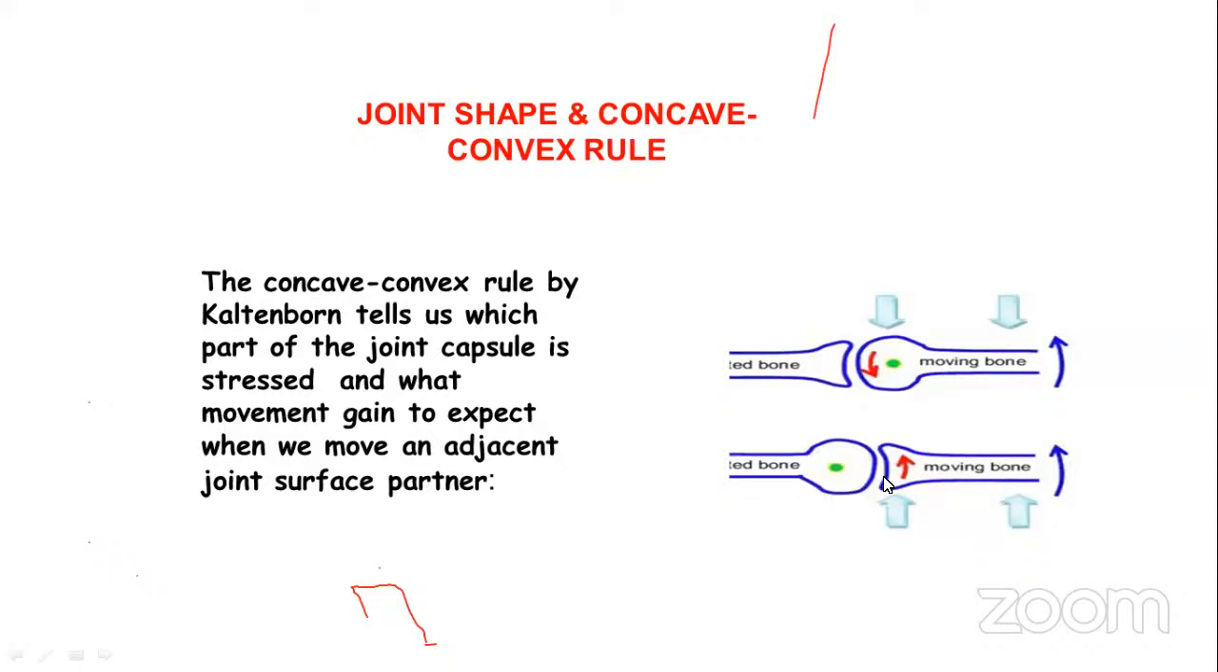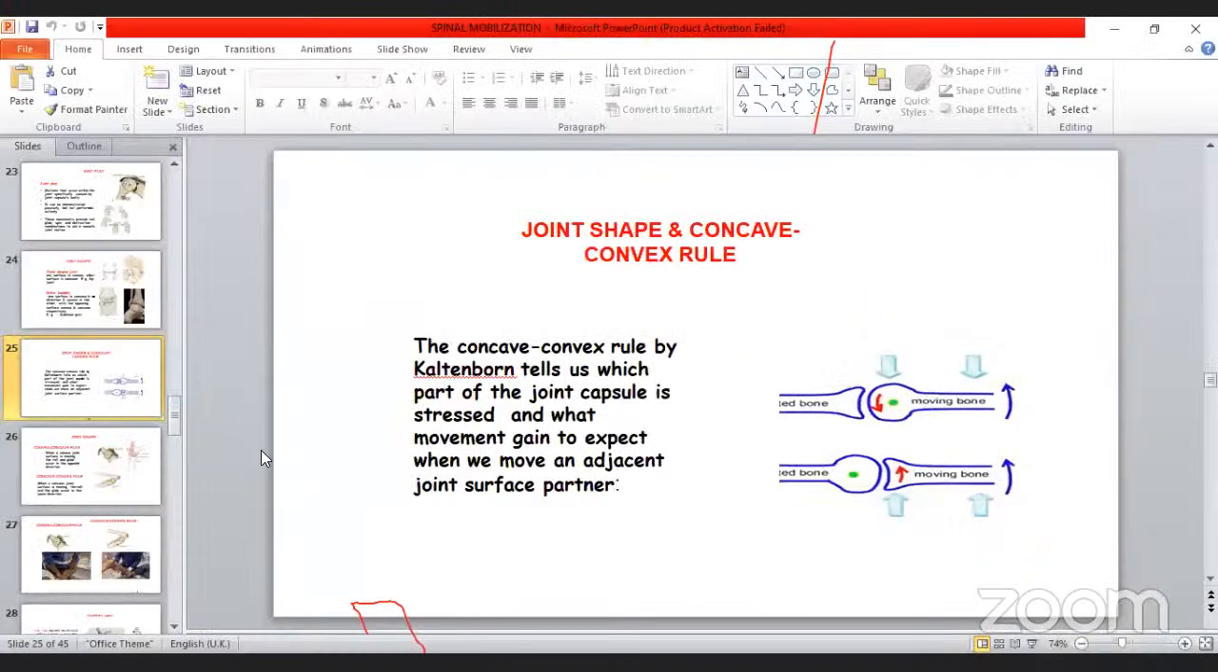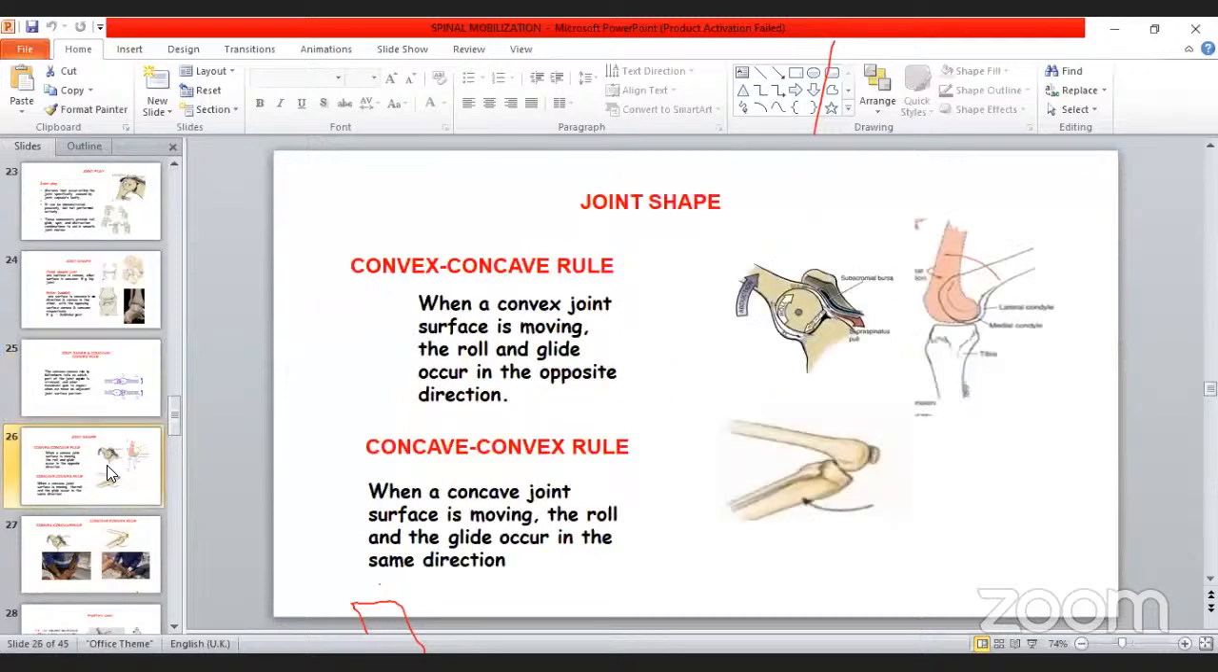Concave rule states that whenever a concave bone is moving on a convex surface, the movement that is carried out will be in the same direction as the movement that the patient is going to gain. Just know that concave, they are the same. Convex is opposite. It will become clearer to you with this diagram now. Just bear in mind that concave, everything is in the same direction. For convex, it is opposite.